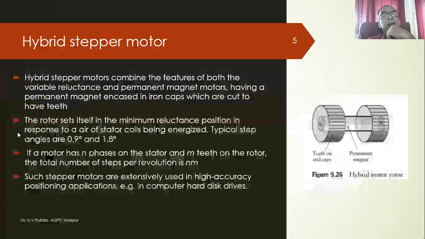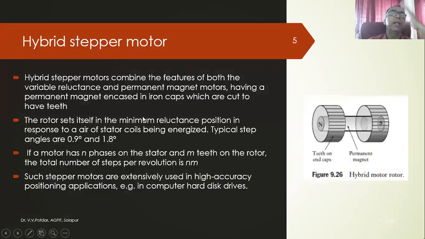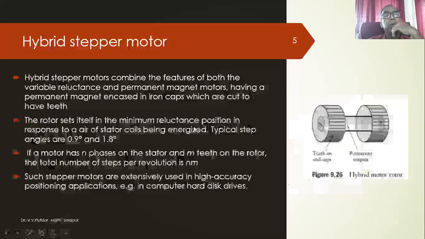The third one is the hybrid stepper motor. The features of both the variable reluctance type and the second type, that is the permanent magnet type motors, are combined. Hybrid stepper motors combine the features of both the variable reluctance and permanent magnet motors, having a permanent magnet encased in iron caps which are cut to have teeth.